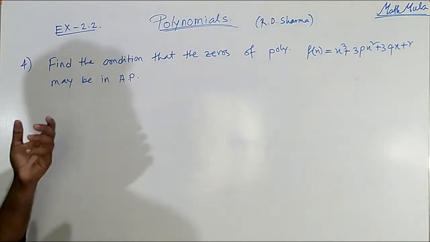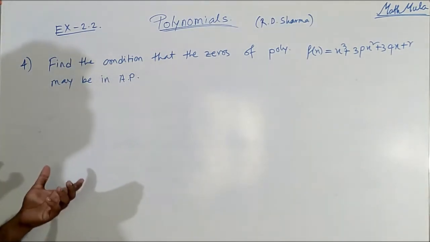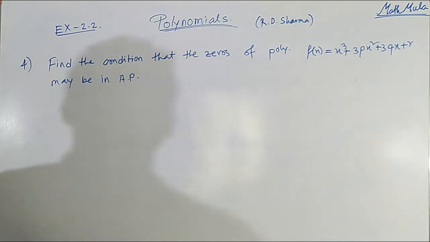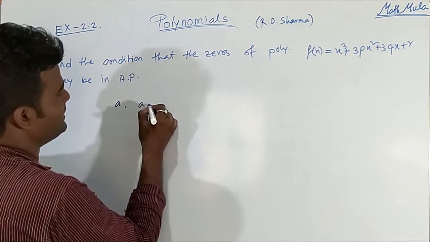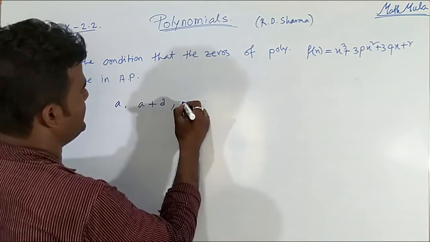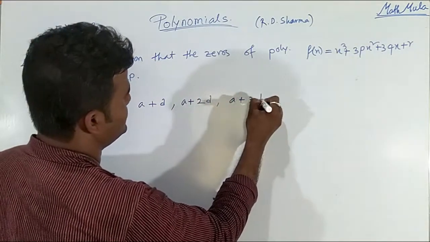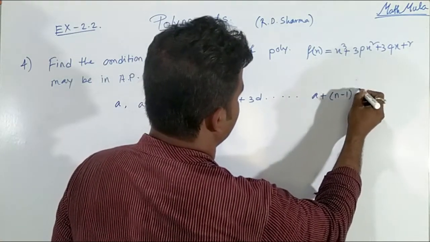AP means arithmetic progression. Now what is arithmetic progression? In a progression or in a series, if there is a common difference between each and every term, then the progression is called arithmetic progression. Let the first term of arithmetic progression be a, and the second term will be a plus d, and the next term will be a plus 2d, then a plus 3d. The nth term will be a plus n minus 1 into d.